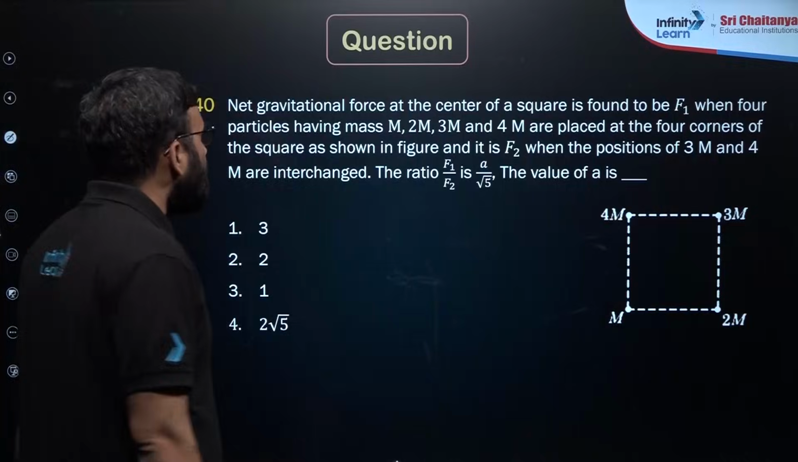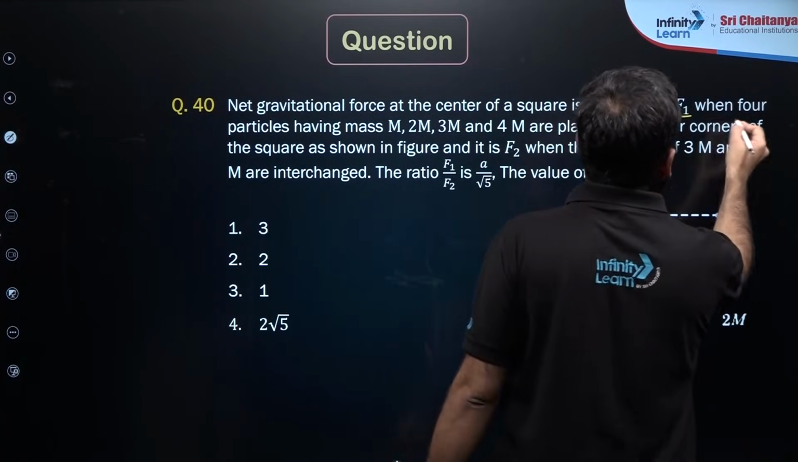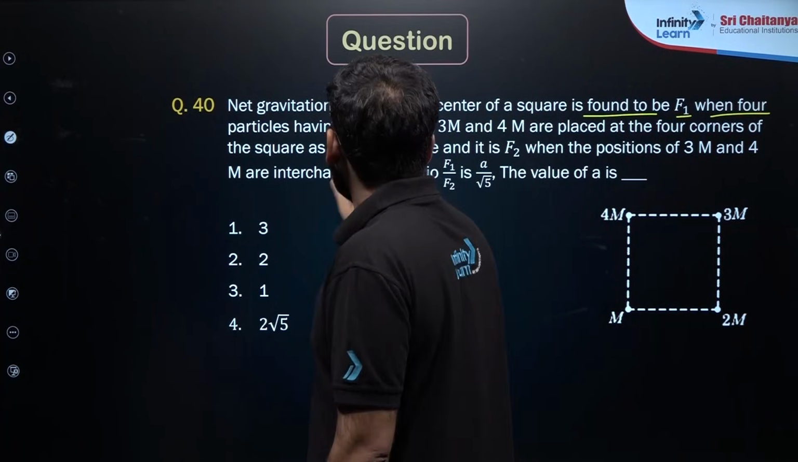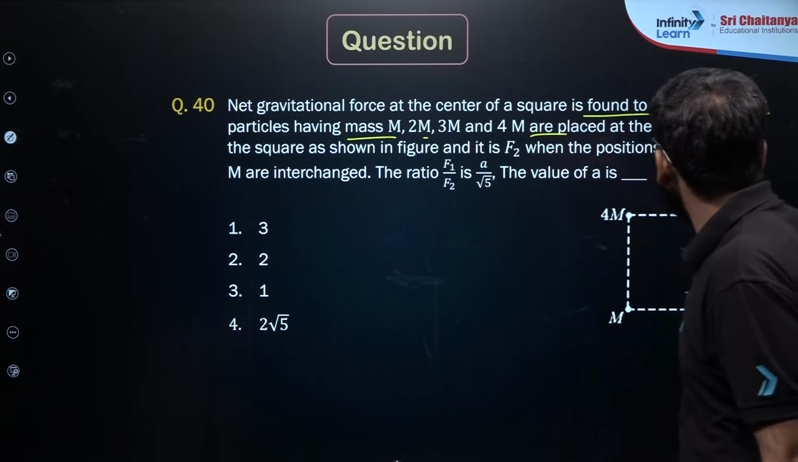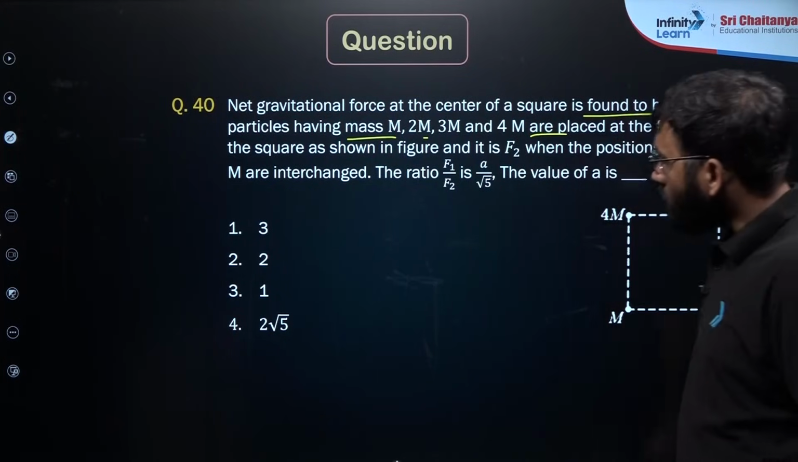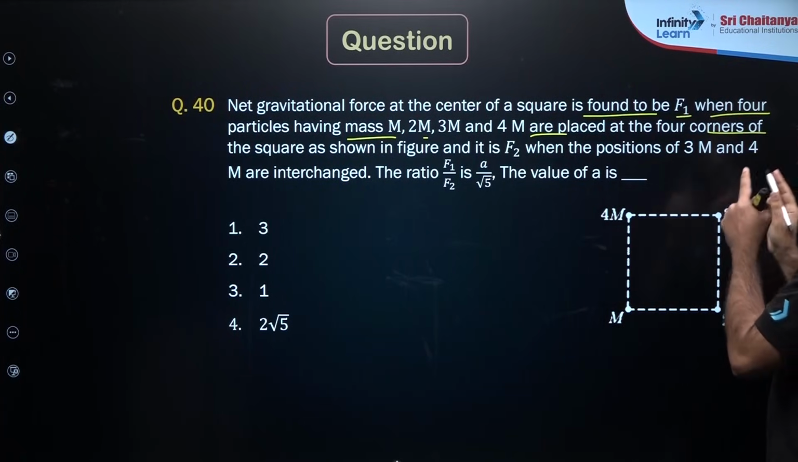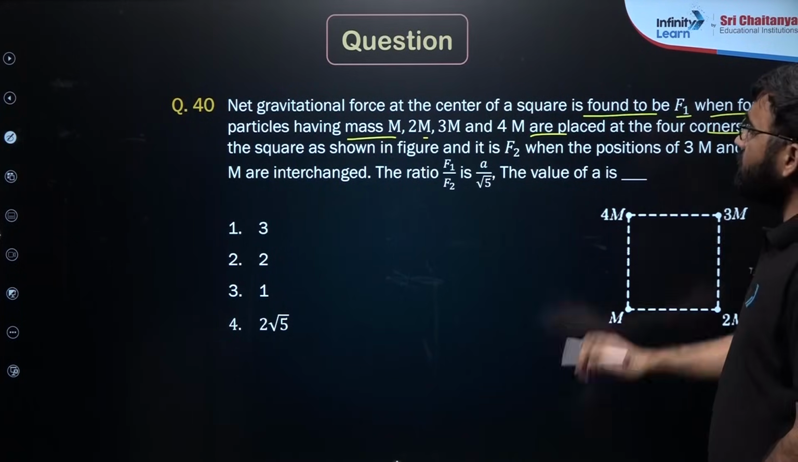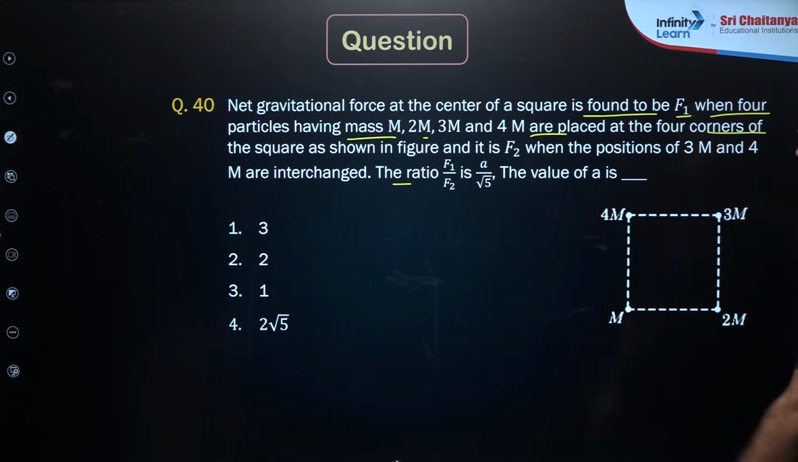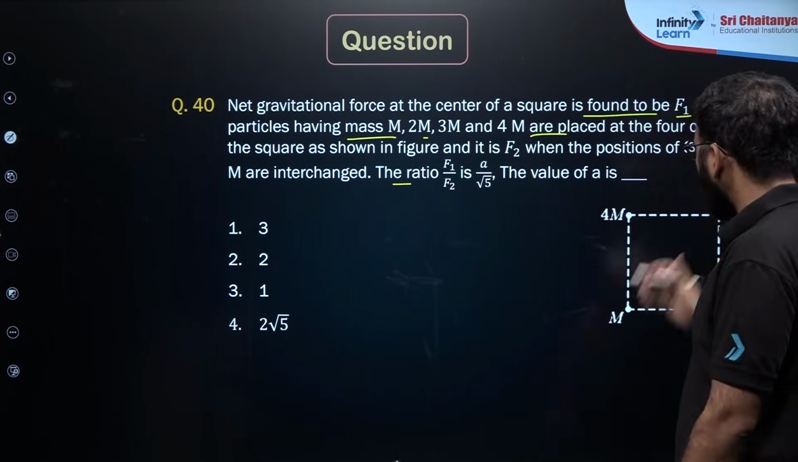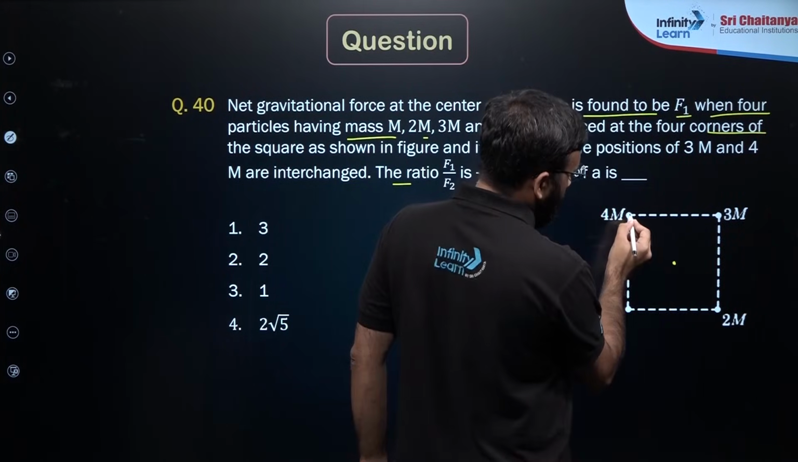The net gravitational force at the center of a square is found to be F1 when 4 particles having masses m, 2m, 3m and 4m are placed at the 4 corners of the square, as in the figure. F2 is the force when the positions of 3m and 4m are interchanged. The ratio of F1 by F2 is 1 by alpha, A by root 5. So find the value of A. So this is the center, beta.